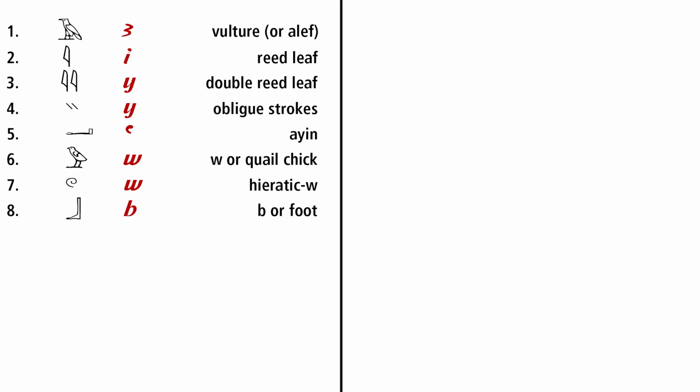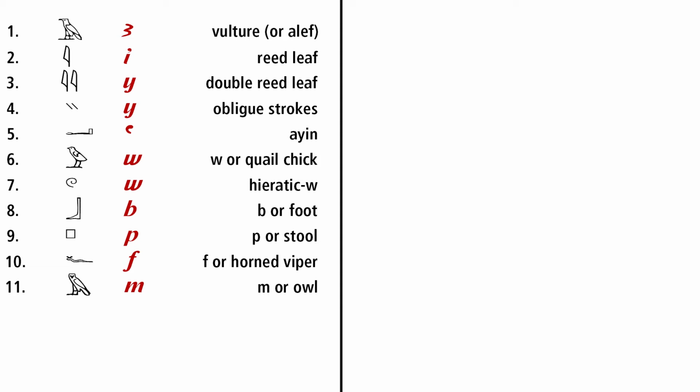A foot or b, which is b. The stool or p, which is p. The horned viper or f, which is pronounced f as in fan. The owl or m, which is pronounced as in Mary. The waves of water or n, which is pronounced n as in Nancy. The mouth hieroglyph, which is the r and is pronounced like road.